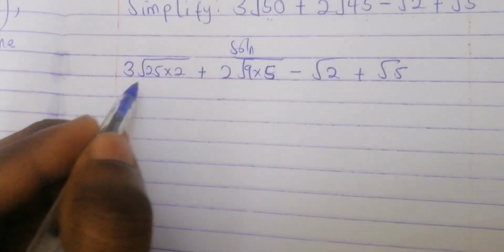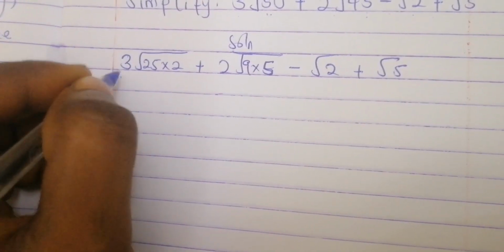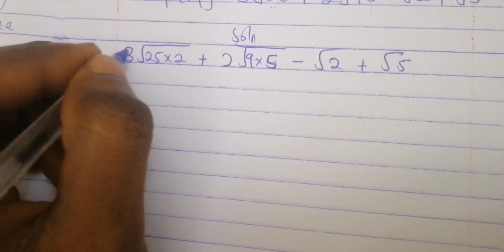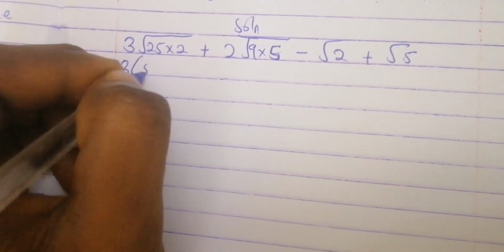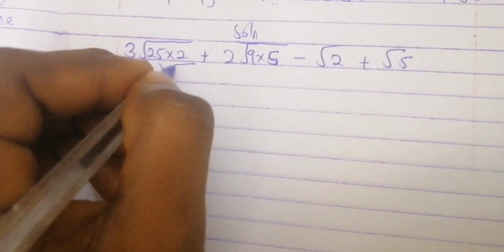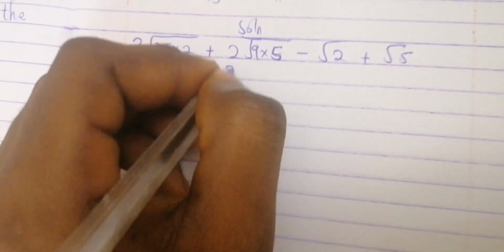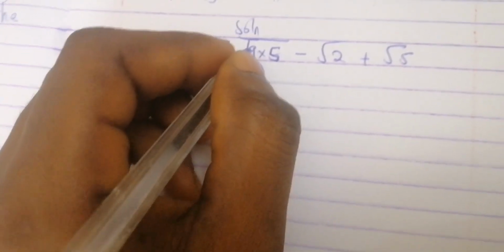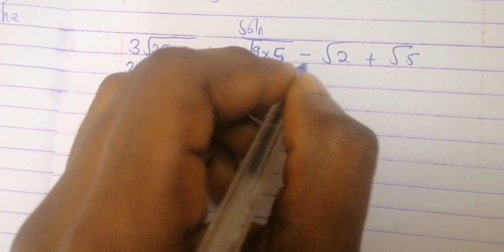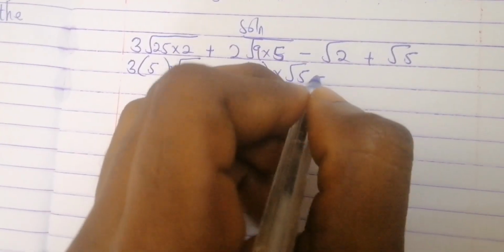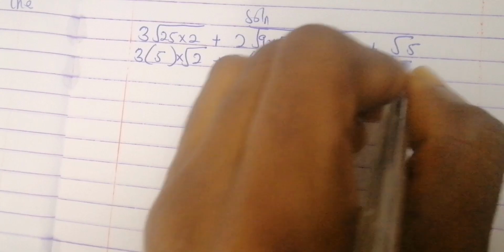So next thing is that we can simplify this. Root of 25 can be expressed as 5. So that 5 is a whole number, meeting another whole number, they multiply. So we have 3 bracket 5, then root 2, times root 2. Then this one also becomes 2 times 3, because square root of 9 is 3, then times root 5, minus root 2 plus root 5.